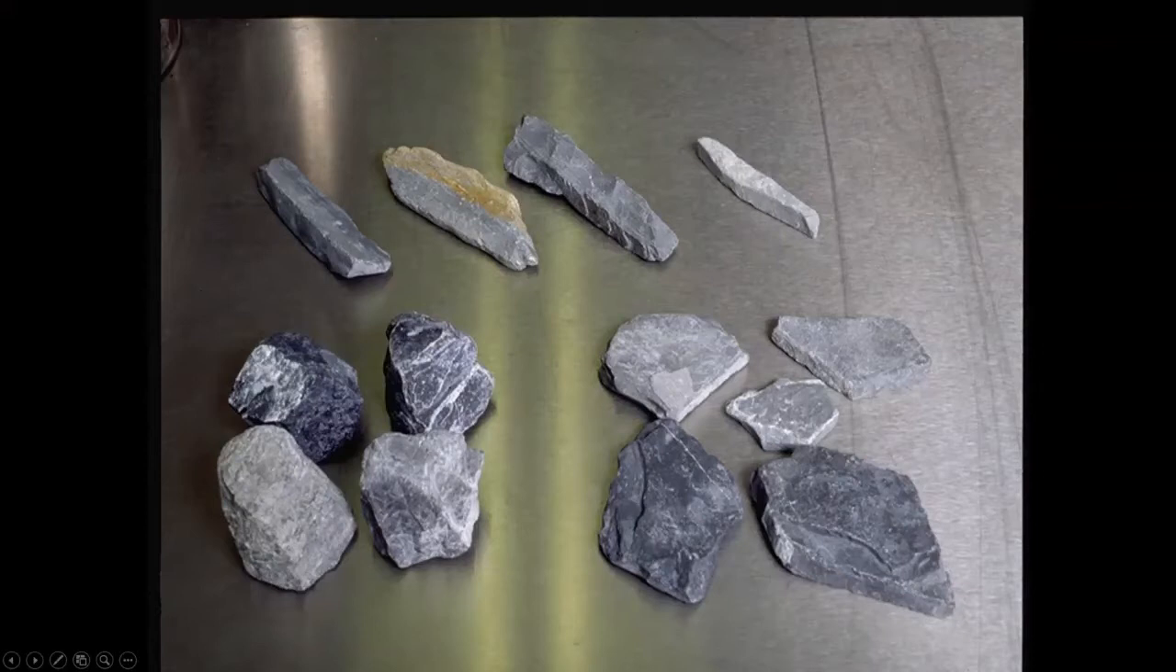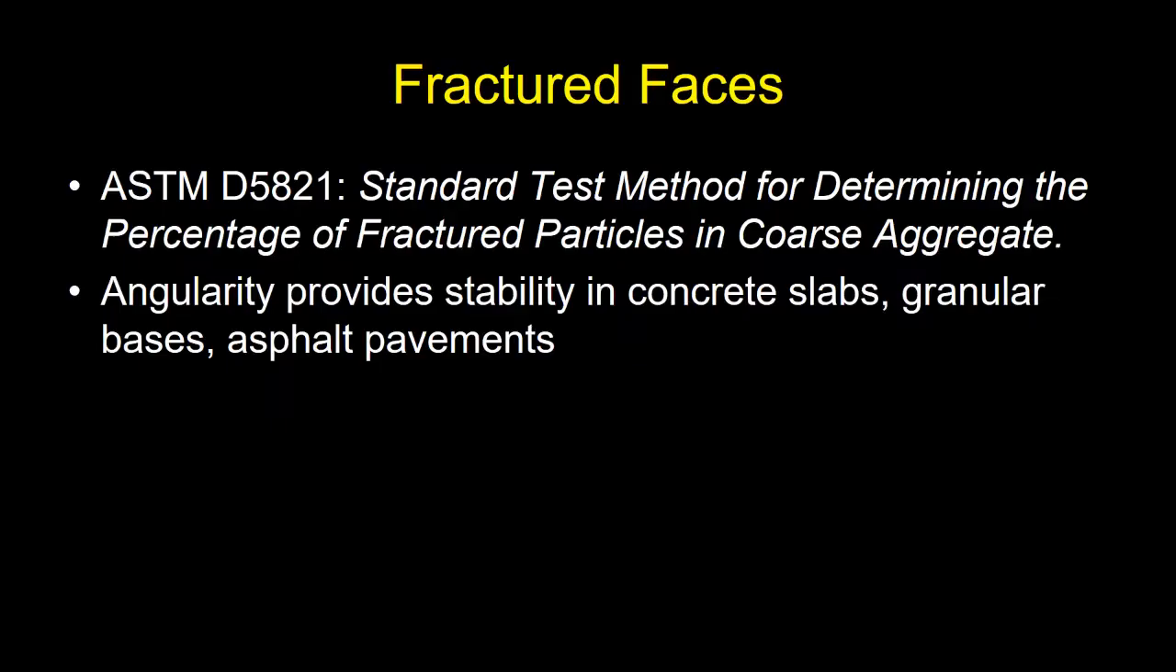What we test is for flat and elongated particles, so they need to both be flat and elongated. There's in that specification, you can test for just elongation or just the flatness, but that's not what we do in this. That's why it's called standard test method for flat particles, elongated particles, and flat and elongated particles. So that's that test. The second one is the fractured faces.